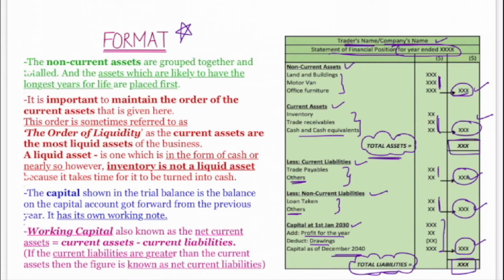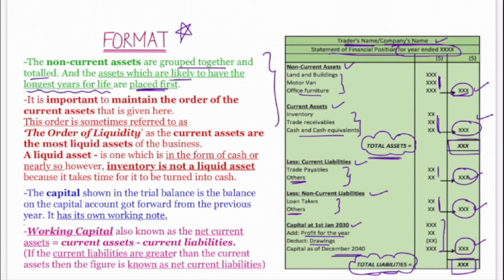Now let's see some pointers to be noted. First, the non-current assets are grouped together and totaled, and the assets which are likely to have the longest years of life are placed first. So now if you see in this format only, the land and building compared to office furniture. Now a chair and a table as office furniture compared to a land or like a whole building. The building will last longer, right? Obviously. So you usually write those assets which have the longest useful life first and then in the descending order.